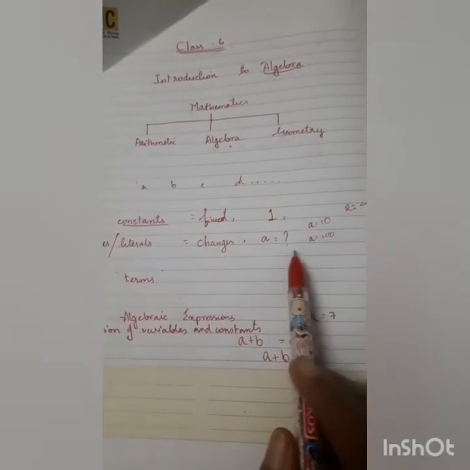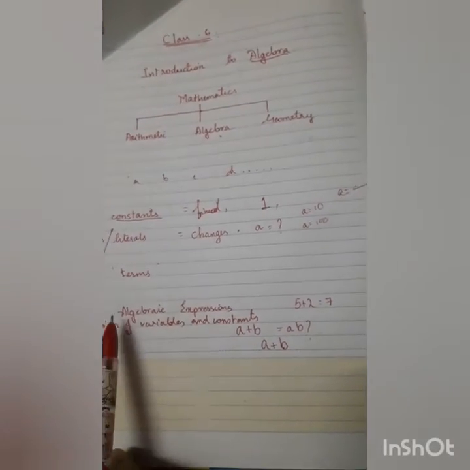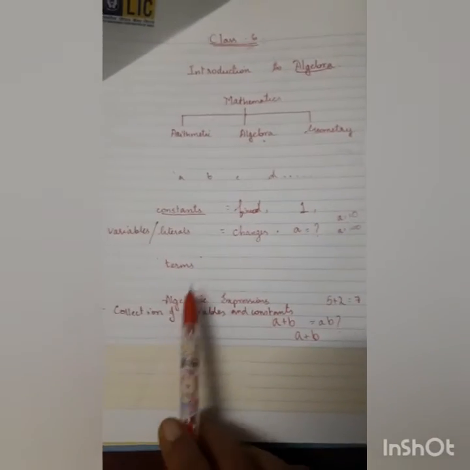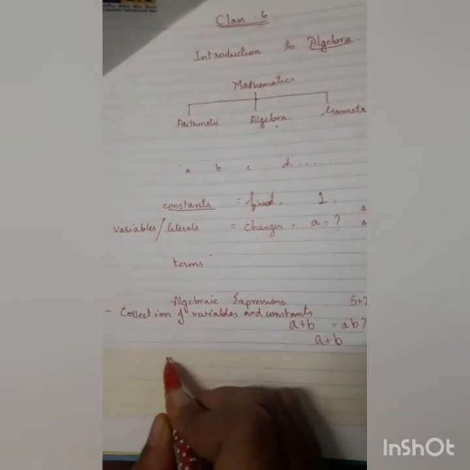Now each of these literals and constants together make up the algebraic expressions. Their collection of variables and constants forms the algebraic expressions.